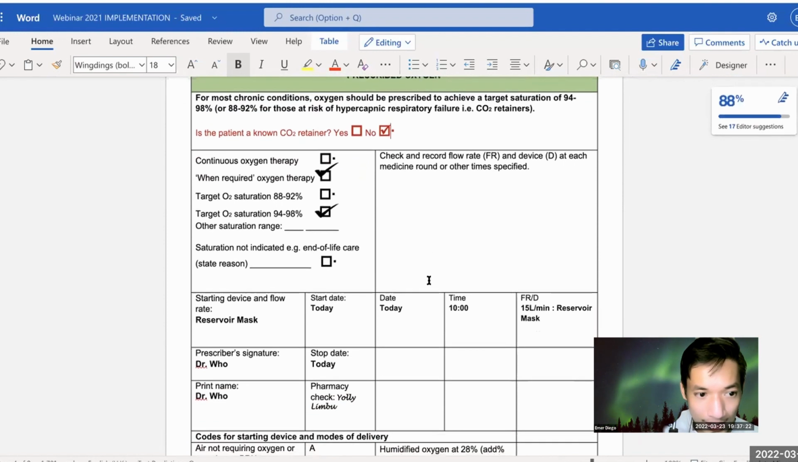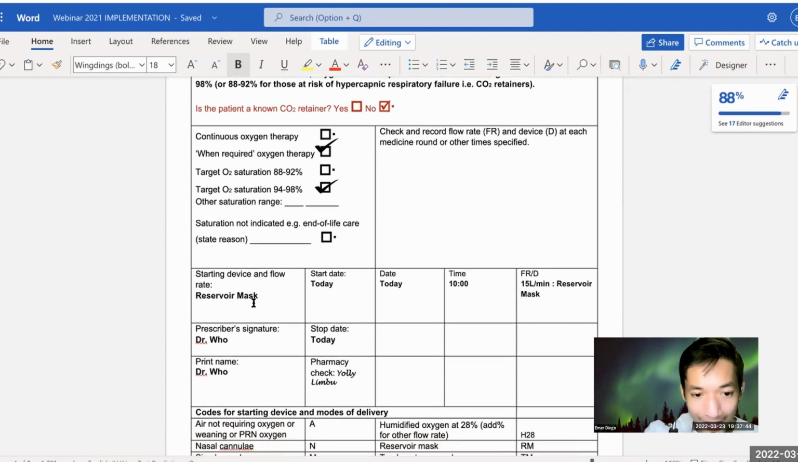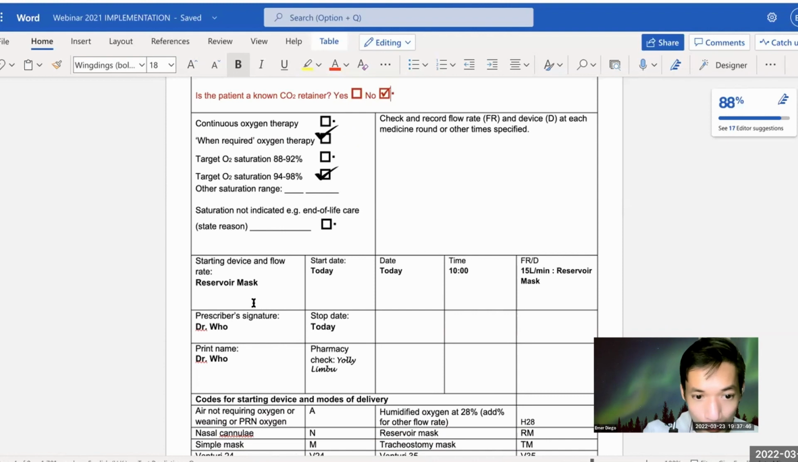If we check this particular table, you could see there is an oxygen device prescribed. The starting device and flow rate is a reservoir mask. The start date is today, the time is 10 o'clock. The flow rate and device is 15 liters per minute, a reservoir mask, signed by Doctor Who. Stop date is today. Print name is Doctor Who, and then checked by Yoli Limbu. If we analyze this table, it means that the reservoir mask has been discontinued. It has been stopped.